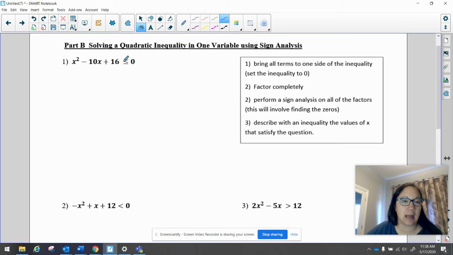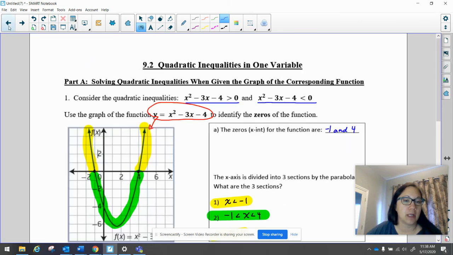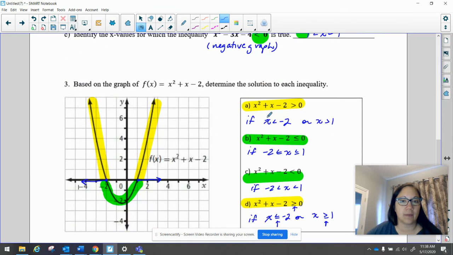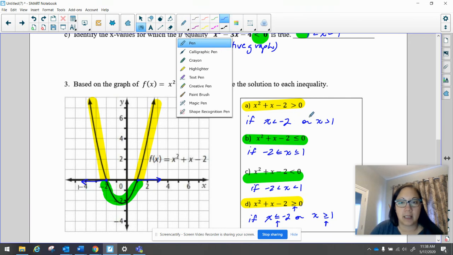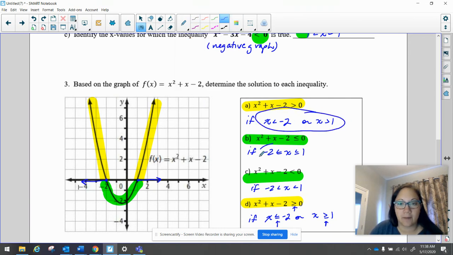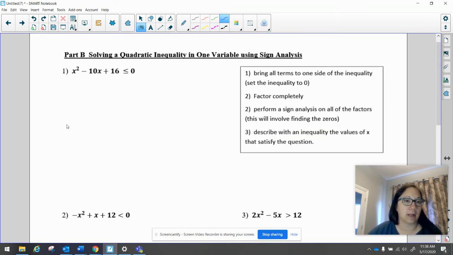and then we will describe with an inequality the values of x that satisfy this version. So what we're essentially doing when we're solving these is trying to come up with the x values that make this true. That's what we were writing down here as well. We were coming up with the x values that make this statement true, or this statement true, or this statement true, or this statement true. So these are our solutions. They are representing all of the x values that make those green and yellow statements true. So how do we do that when we don't have the graph?